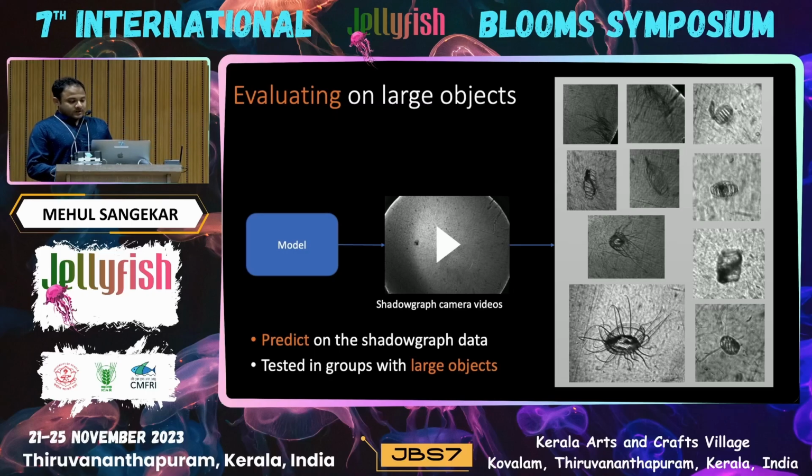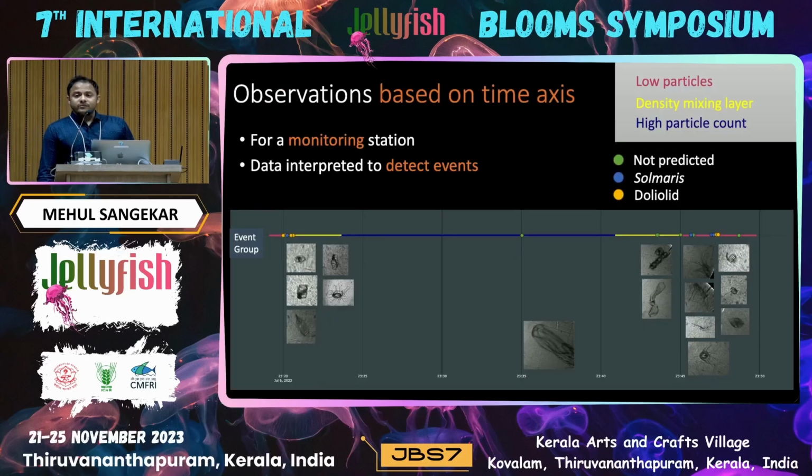And instead of putting it on the depth profile, we could put it on the time profile, thinking that if this was an underwater monitoring station, then as per time you could see when the group changes. I think I've made a mistake in the index, but you could see when there's a high particle area and a low particle area where there are no particles. And when there are high particles, it can automatically find Doliolids and Solmaris. We only started with 2 now, but we are expanding it to other animals as well.